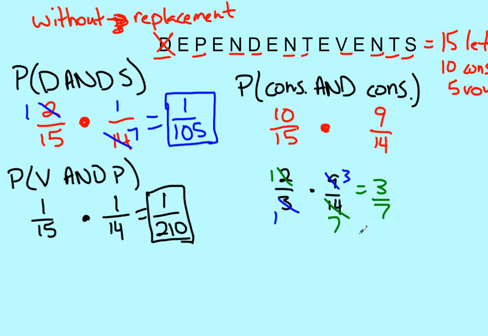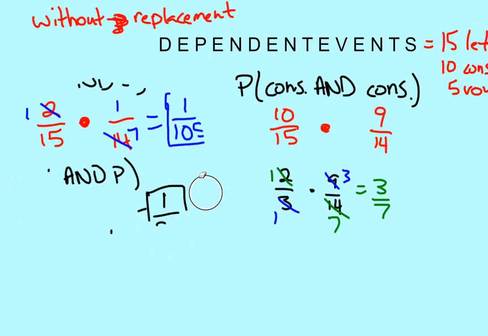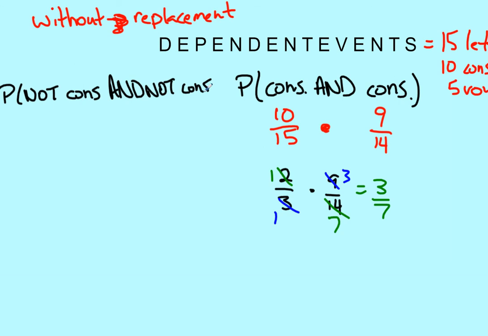So it says, what is the probability you will not draw a consonant on either of the two draws? Not draw a consonant. There's 2 ways we could write this, and they're both going to end up equating to the same thing. So we could say the probability of not consonant and not consonant. That's a little bit wordy though.